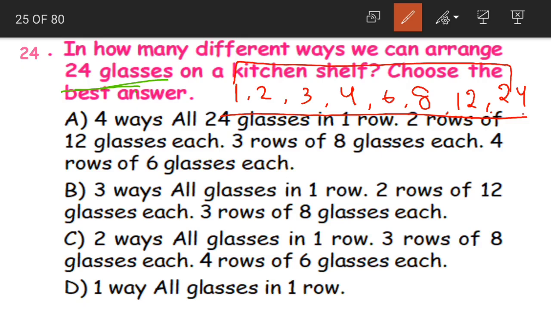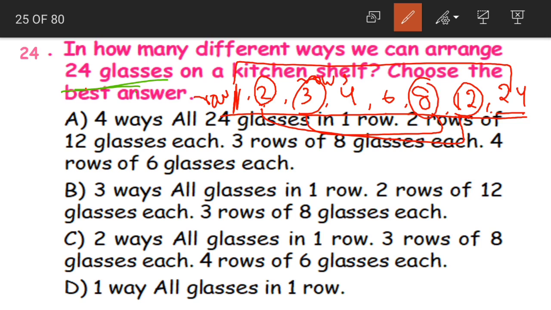How? 1 twenty-four is 24, right? So all the 24 glasses can be arranged in one row, or 2 twelves are 24. It can be arranged in 2 rows and each row will have 12 glasses. Next, 3 eights are 24, or we can arrange in 3 rows and each row will have 8 glasses, or we can arrange them in 4 rows and each row will have 6 glasses. Understood children? This is how our question is related to our factors and multiples here.